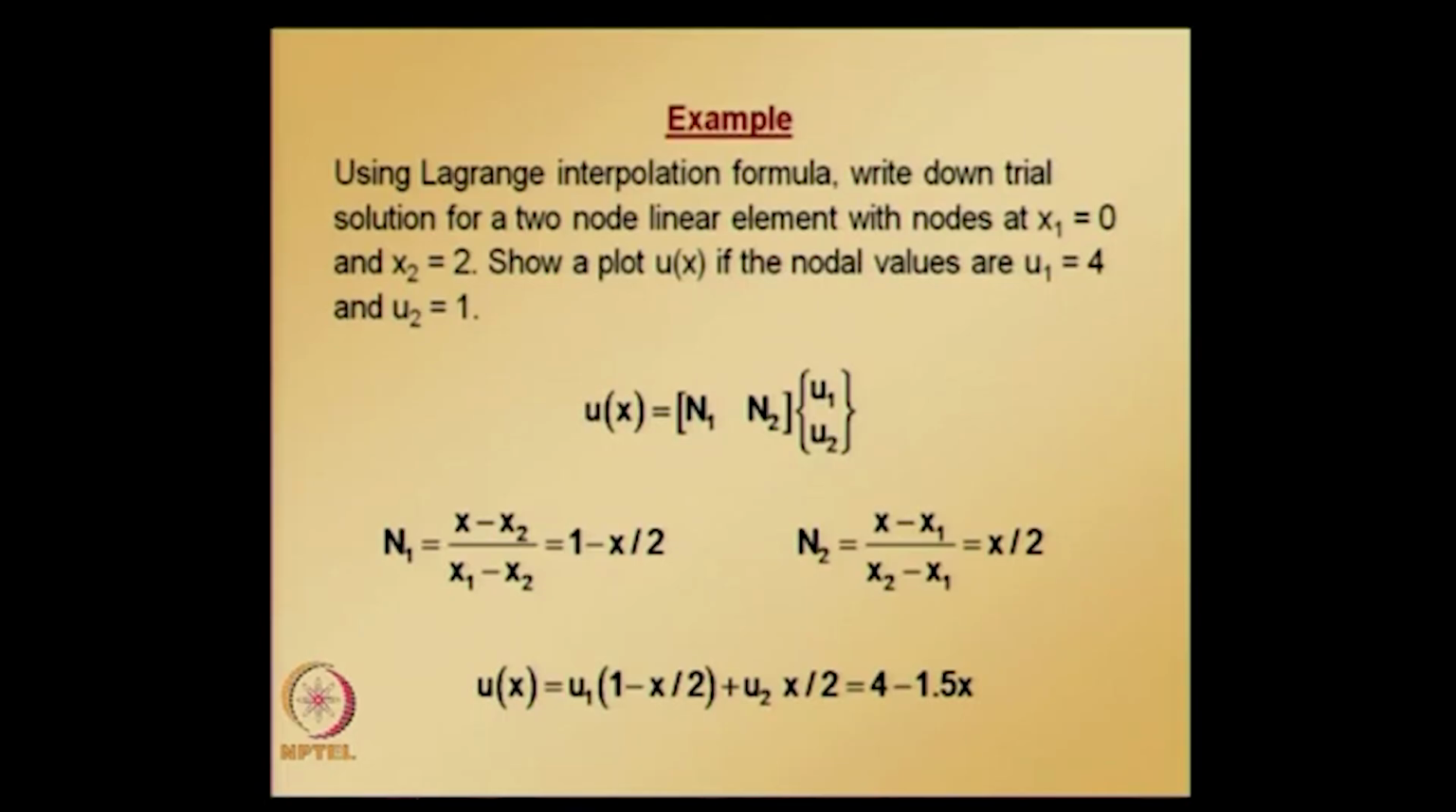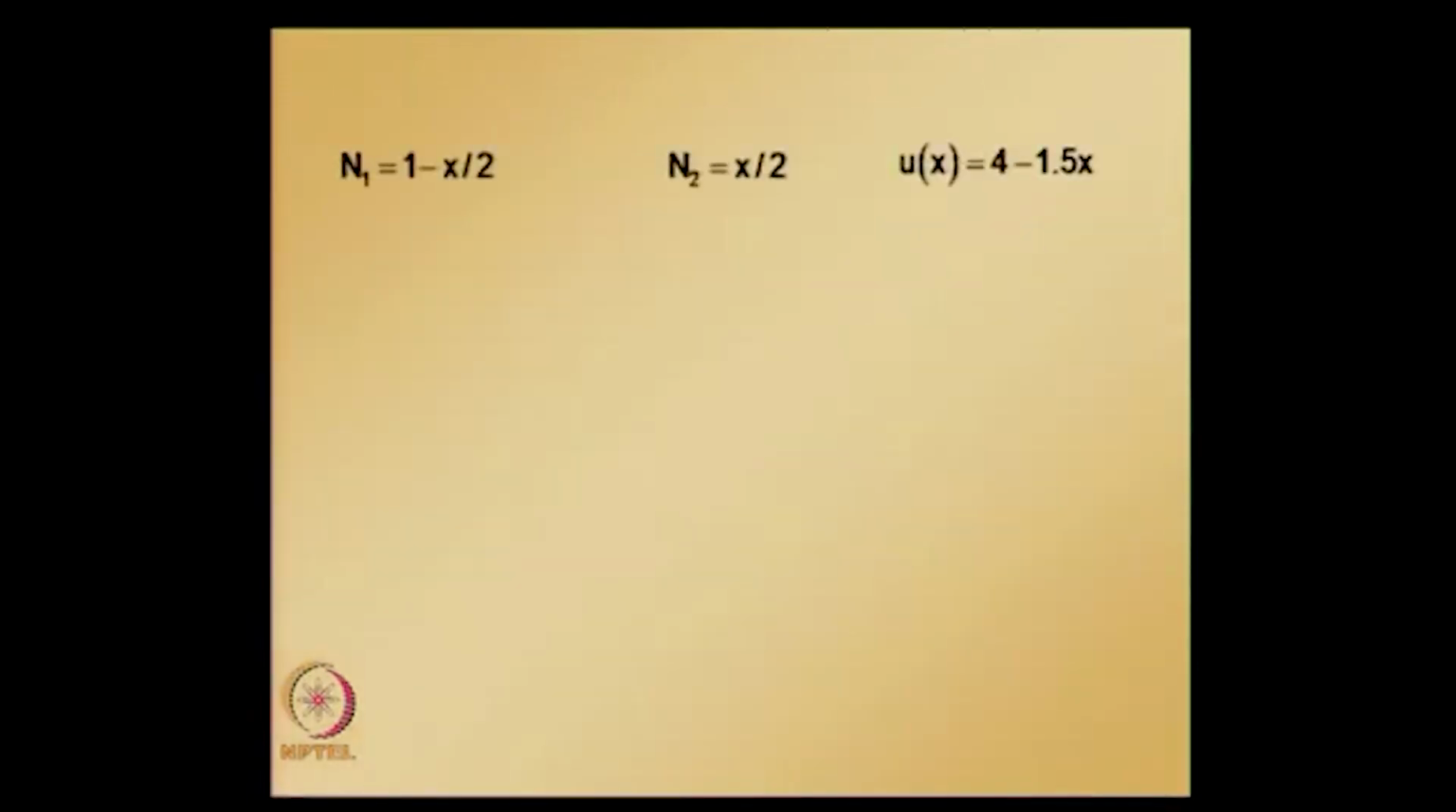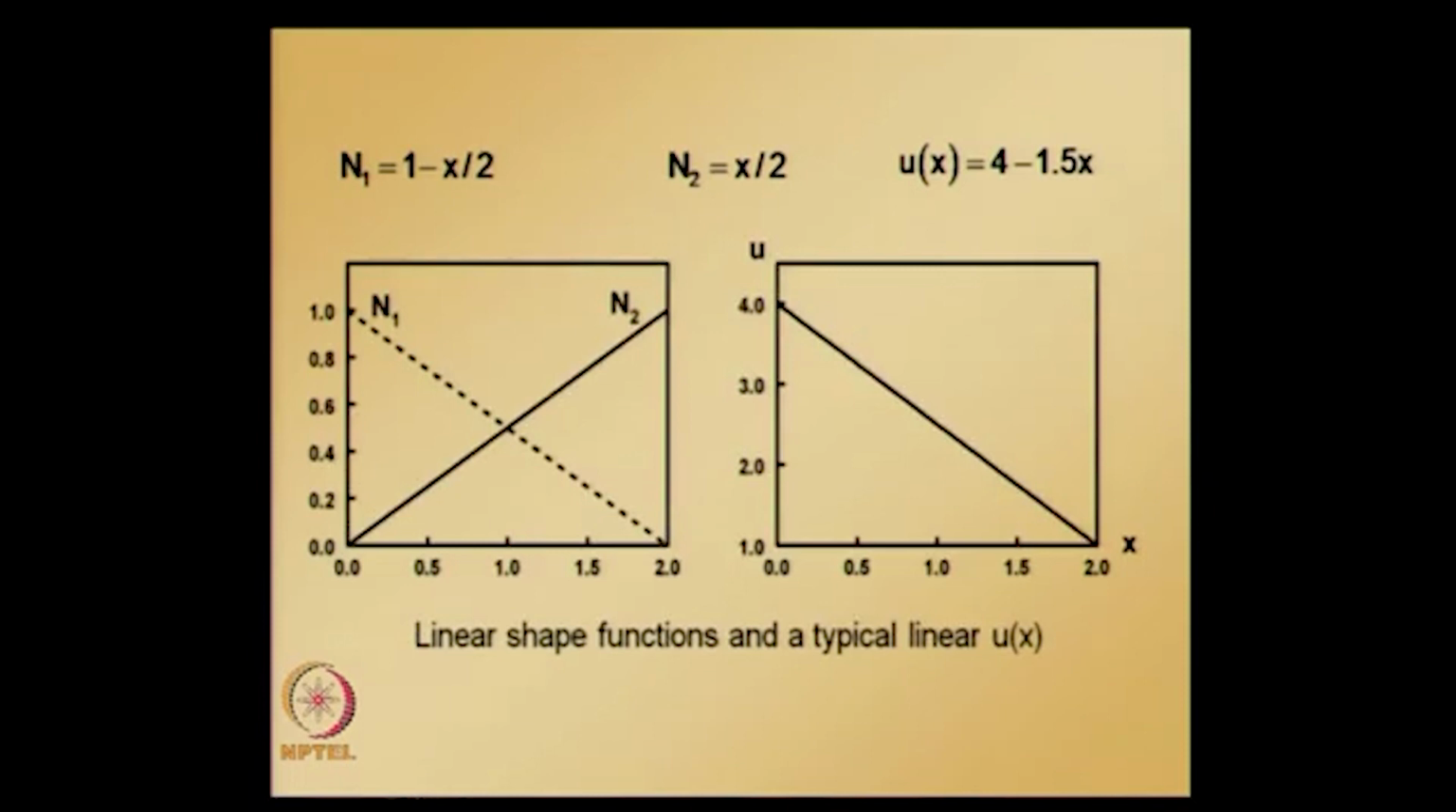So, the approximate solution u as a function of x is obtained. Now we are ready to plot this as a function of x, and we can also plot N1 N2 as a function of x. So, the plot showing N1 N2 and the approximate solution is given in the figure, and note that N1 N2 are linear shape functions, and since u is a linear function with negative slope, that is how the variation of u with respect to x is going to be, as shown in the plot. So, this is how you can apply the Lagrange interpolation formula to get the shape functions and also to interpolate the nodal values.